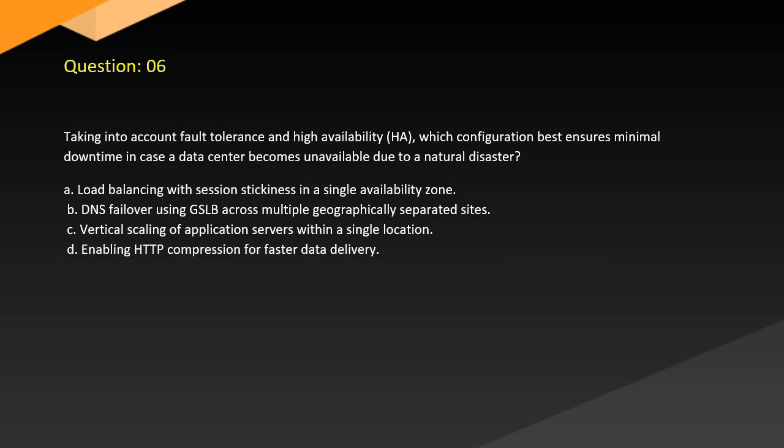Question 6. Taking into account fault tolerance and high availability, which configuration best ensures minimal downtime in case a data center becomes unavailable due to a natural disaster? A. Load balancing with session stickiness in a single availability zone. B. DNS failover using GLB across multiple geographically separated sites. C. Vertical scaling of application servers within a single location. D. Enabling HTTP compression for faster data delivery.